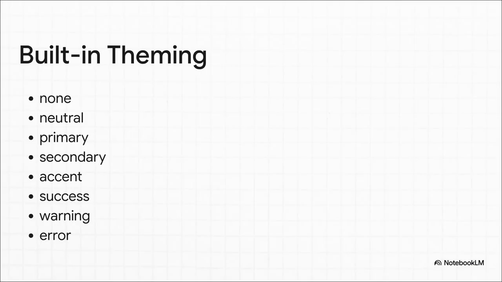Theming is just so simple thanks to this variant property. You can instantly change the background color using these standard Daisy UI theme names. So you need it to match your app's primary color? Done. Just set the variant to primary. Need to show a success state? Set it to success. It is literally that easy.